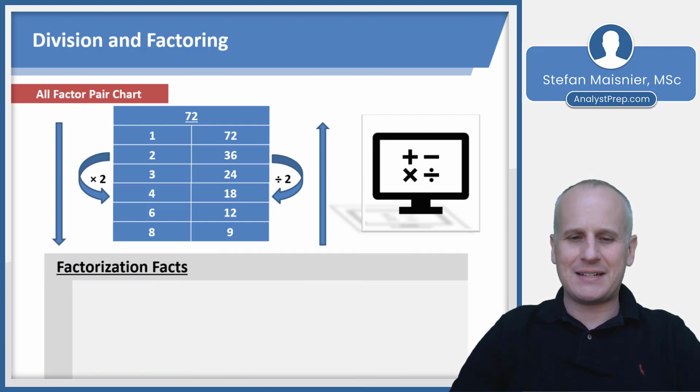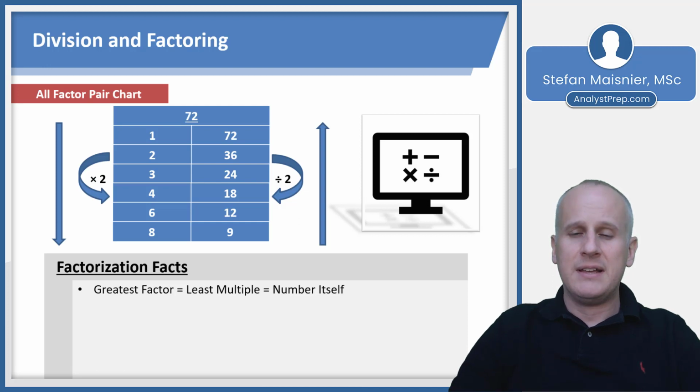So just some facts about factorization. The greatest factor is always equal to the least multiple, which is equal to the number itself. So 72 times 1 is 72. That's the least multiple.